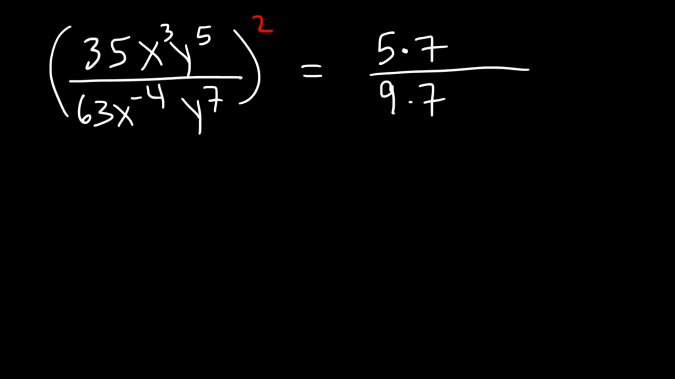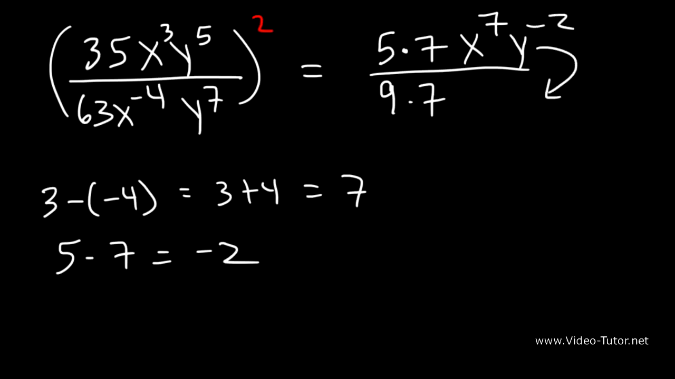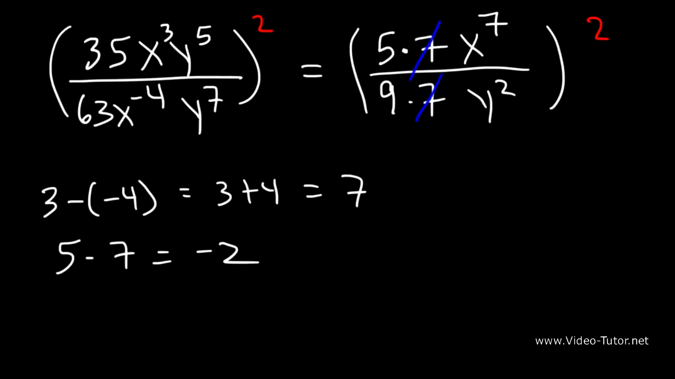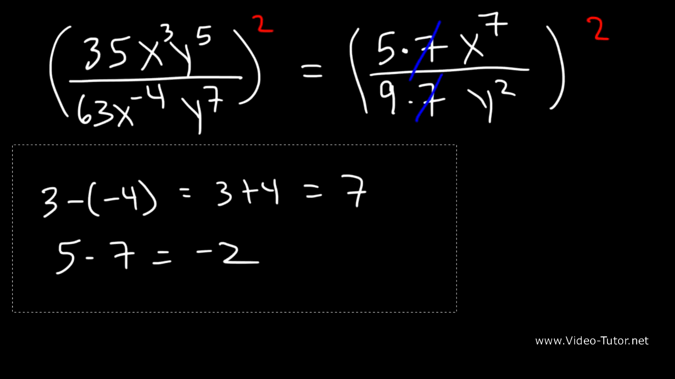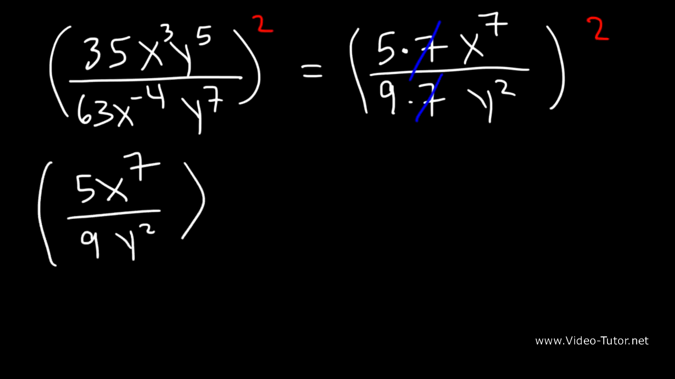Now, x to the third divided by x to the negative 4. That's going to be 3 minus negative 4, which is 3 plus 4, and that's 7. So we're going to have x to the 7 on top. And then we have 5 minus 7, which is negative 2. It's negative 2 on top, but if we bring it to the bottom, it's going to be positive 2 on the bottom. And this is still raised to the second power. Now the last thing we could do is cancel the 7. So we have 5x to the 7th divided by 9y squared, raised to the second power.